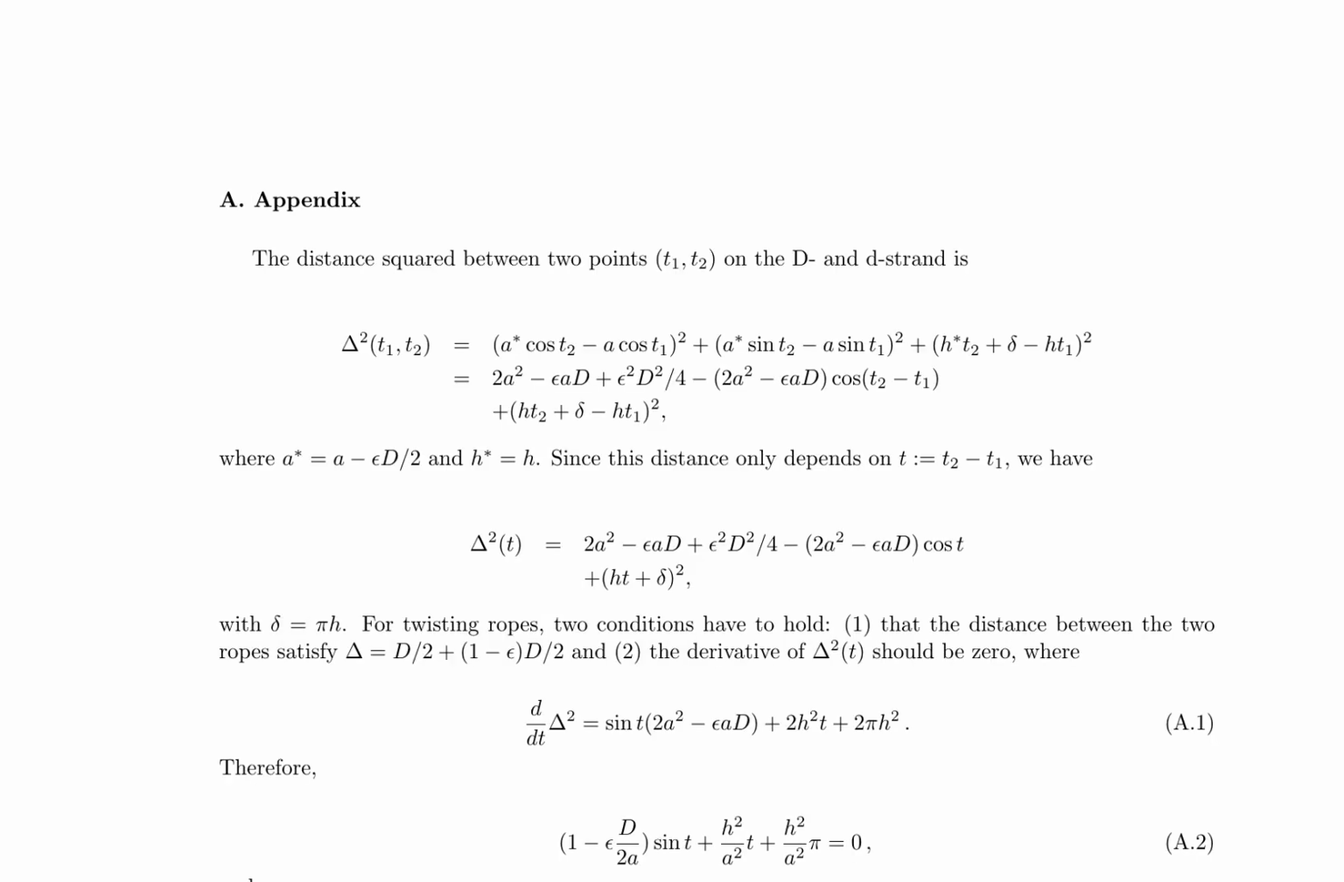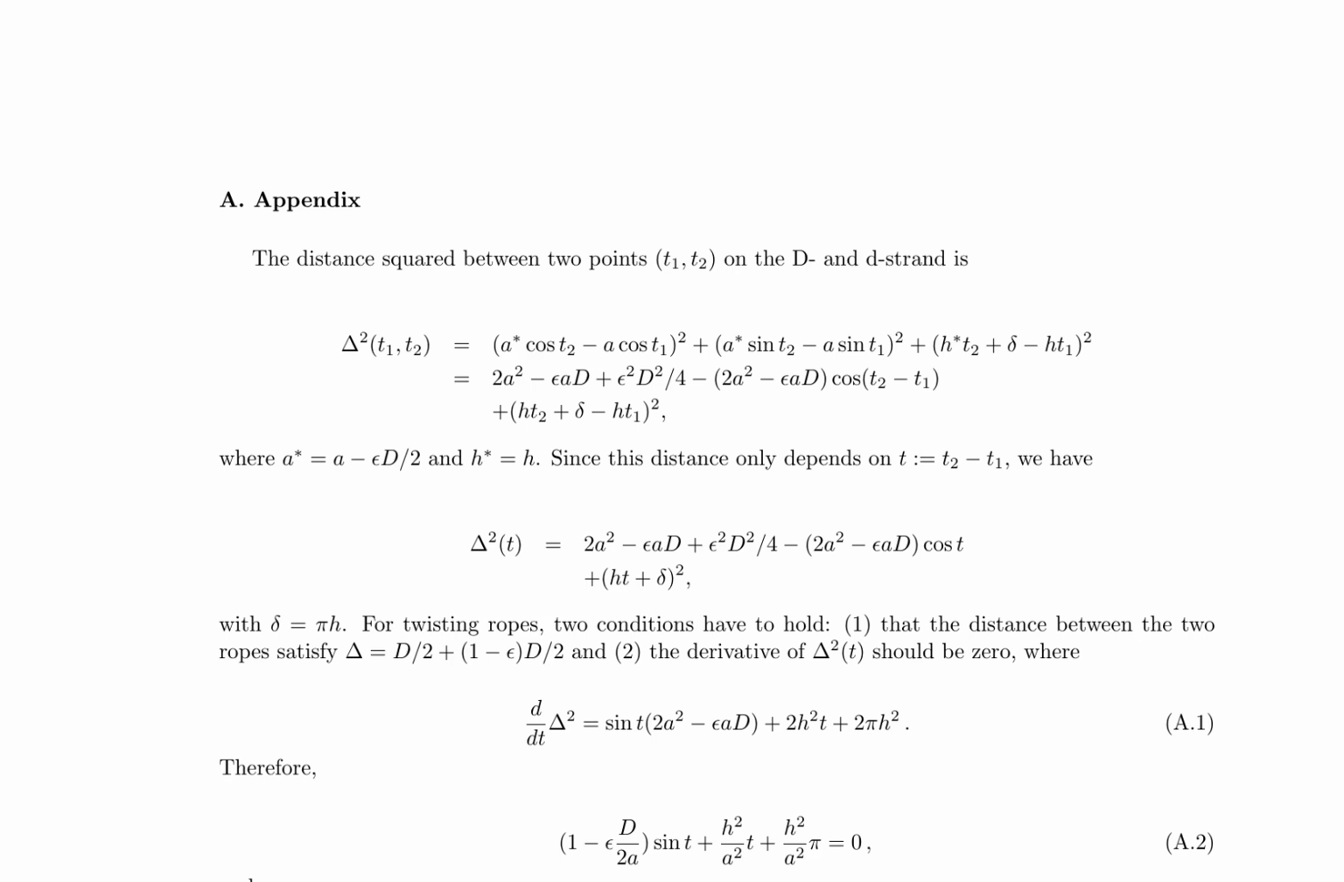This appendix extends the previous work on two-stranded ropes by deriving the mathematical formulation for the geometry of uneven ropes. The distance squared between 2 points on the D and εD strands is given as Δ²(t) = 2a²(1+ε²)... where t is the difference in angles between the 2 points, and h equals h.